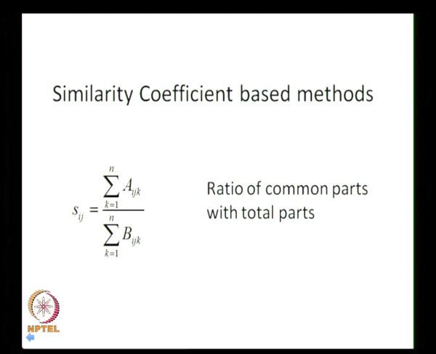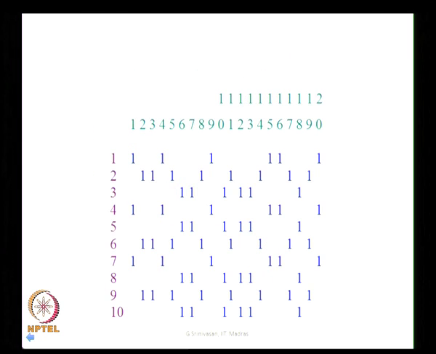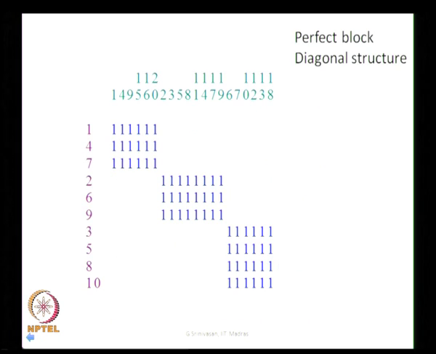Well, now having seen rank order clustering, let us move to some similarity based methods. Before we understand what similarity based methods are, let us once again revisit this simple example. We have seen this example. This example is the one that gives us a perfectly block diagonal structure.